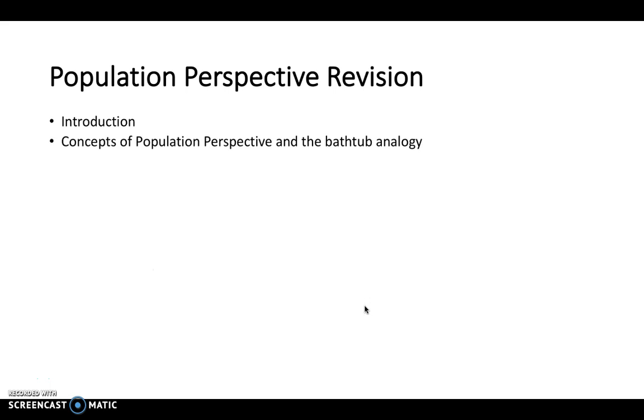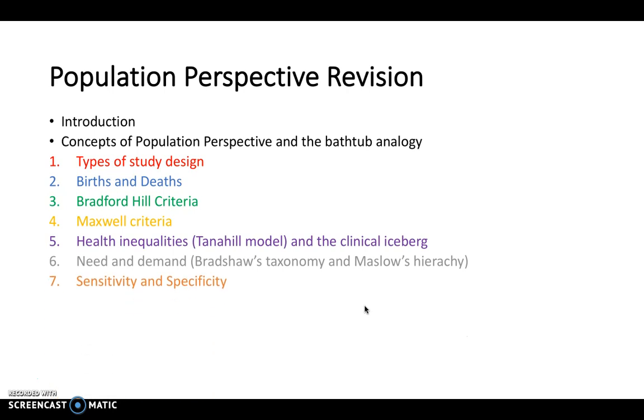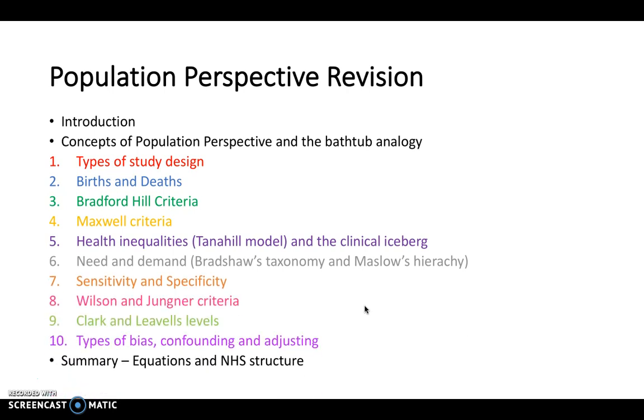So what's going to be looked at in this particular video? Well, we're going to look at the basic concepts of population perspective and the bathtub analogy, as well as types of study design. In the next two videos, in the next two parts, we'll be looking at all these other aspects of population perspective, which I'd consider the building blocks. So, to start with, let's look at some basic concepts of population perspective.